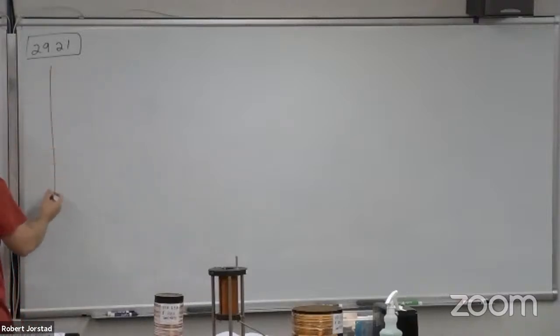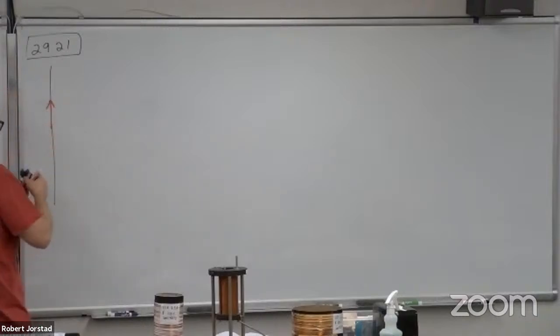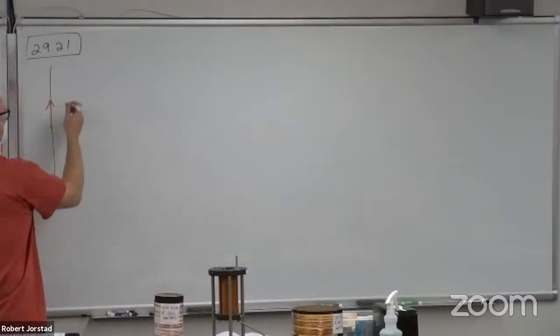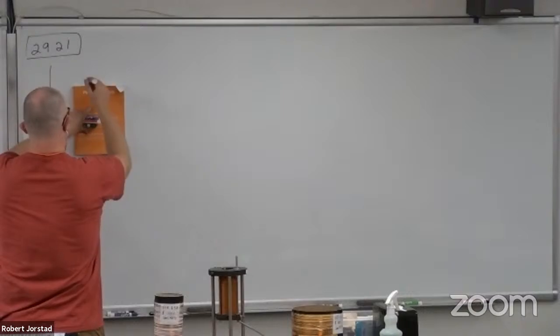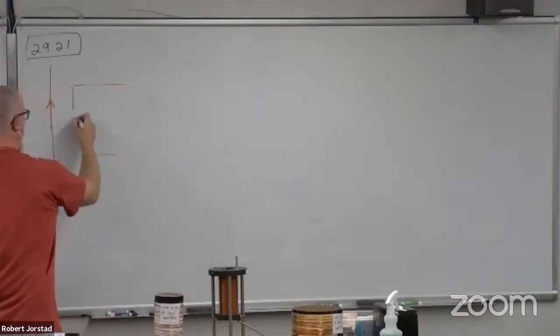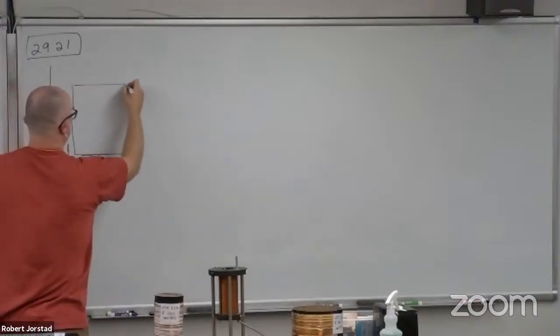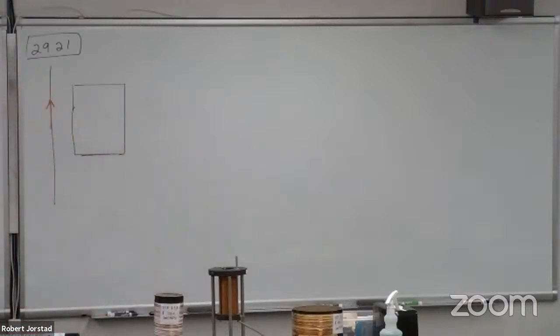We have a long straight wire here. Current is flowing upwards. There's a loop. Rectangular. A little bit taller than it is wide. Okay. There's my rectangular loop. What direction is the B field at the plane of this loop? Into or out of? Grab that wire.